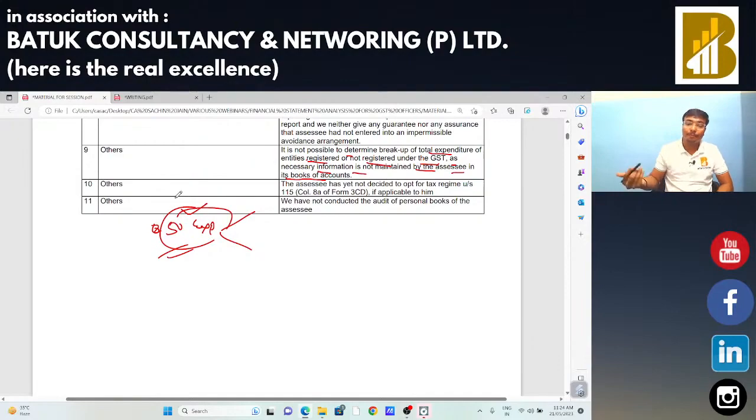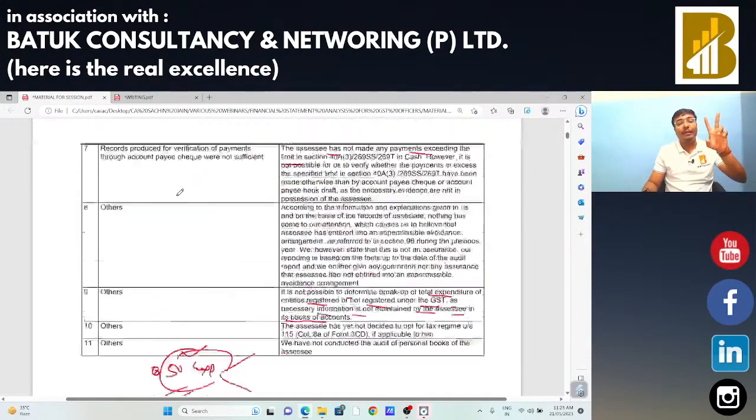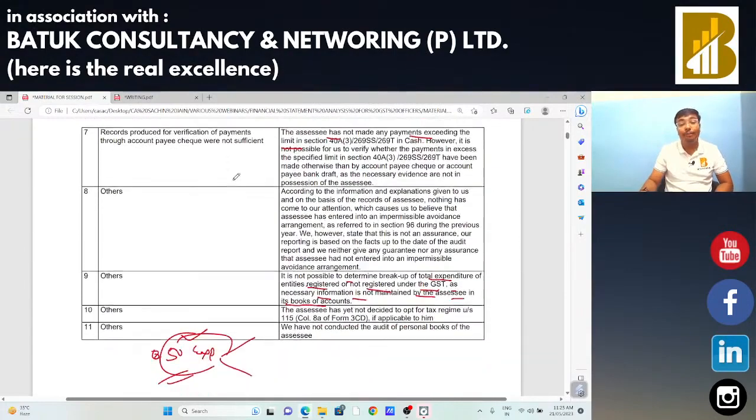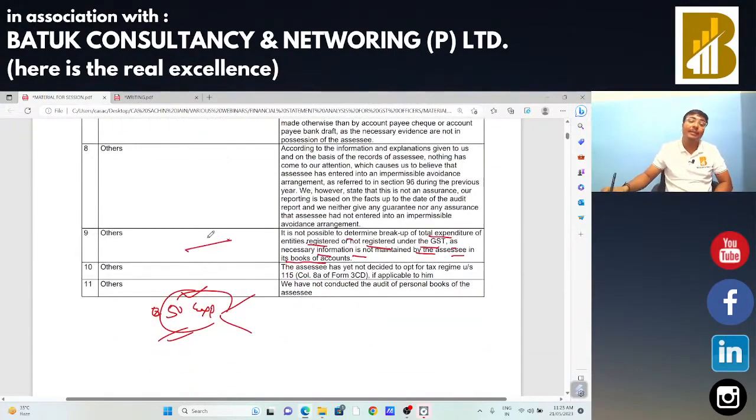Okay, sir. So two points are there in this case. One is related to eligibility and ineligibility of input tax credit. Another point is expenditure. So both points are very much relevant for us. And now we need to do the analysis of the financial statement accordingly. Okay, sir. Now next point.